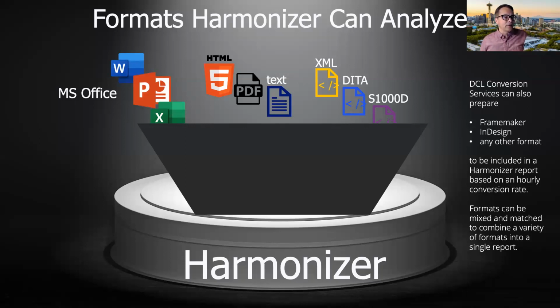So you can take Word, PowerPoint, Excel, HTML, PDF, text, and then XML and any XML flavor, DITA, S1000D, DocBook. All of these formats out of the box, Harmonizer can take and combine together.